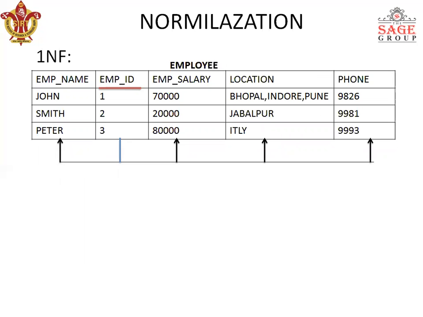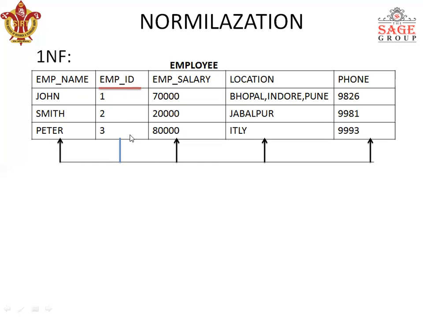For example, we have taken an example of an employee table. In this table, we have 5 columns: employee name, employee ID, employee salary, location, and phone number. It contains 3 rows: employee ID 1, 2, 3. The names are John, Smith, and Peter. It contains some salary, locations, and phone numbers. Here in the location column, we have seen that John, whose employee ID is 1, has multiple locations like Bhopal, Indore, or Pune.